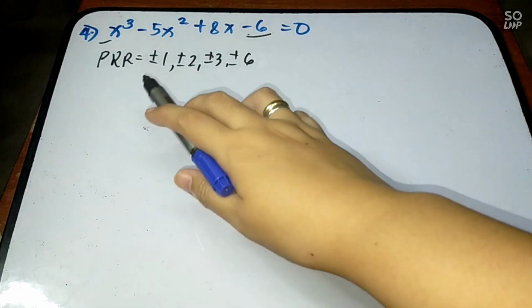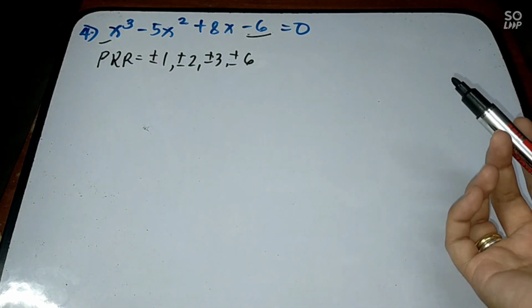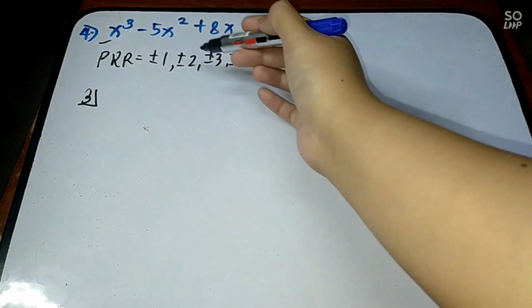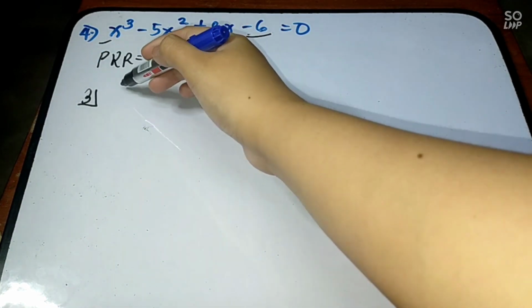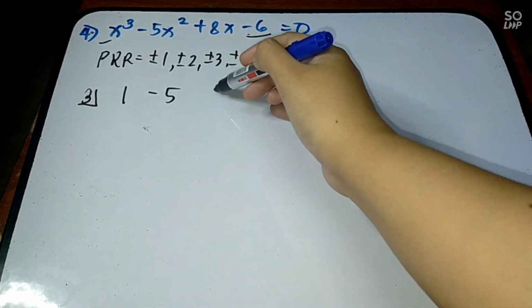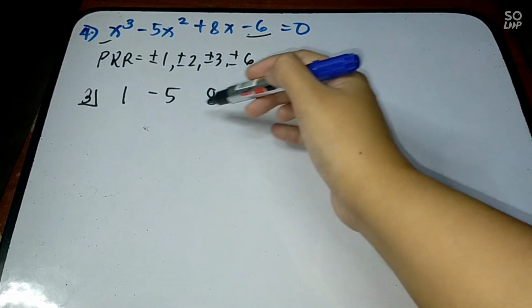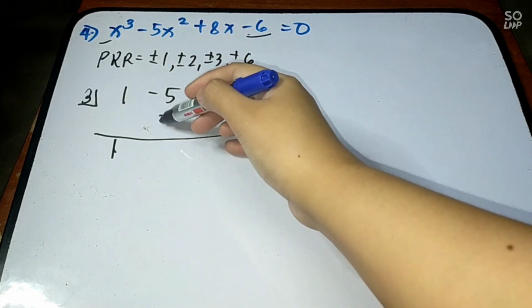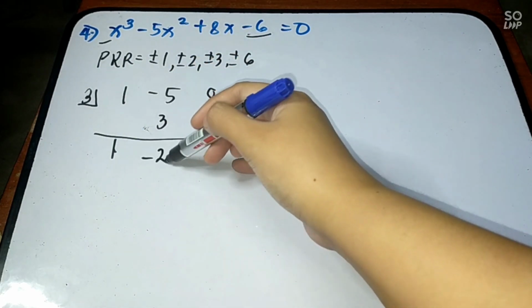Then, let us choose one. Let us try positive 3. Positive 3. Then, let us have the numerical. We have here 1, negative 5, 8, and then negative 6. Then, bring down 1. 1 times 3, the answer is 3. Just subtract, we have negative 2.